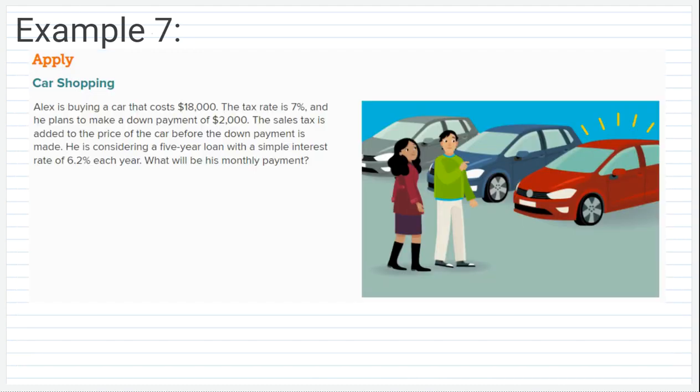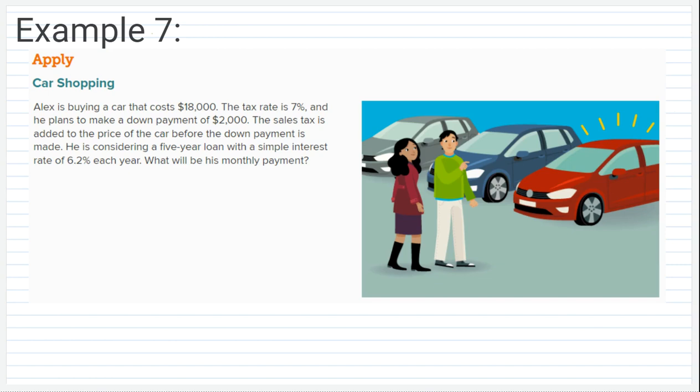All right, so for this last example, it says Alex is buying a car that costs $18,000. The tax rate is 7% and he plans to make a down payment of $2,000. The sales tax is added to the price of the car before the down payment is made. He is considering a 5-year loan with a simple interest rate of 6 2/10% each year. What will be his monthly payment?